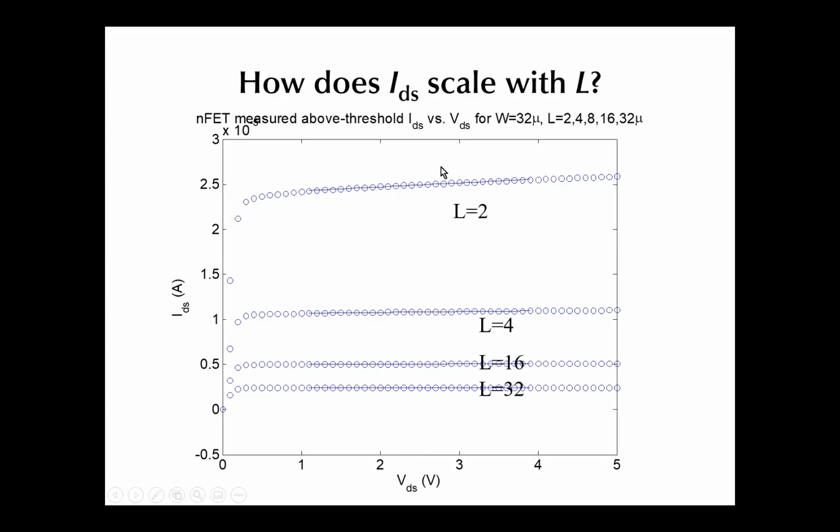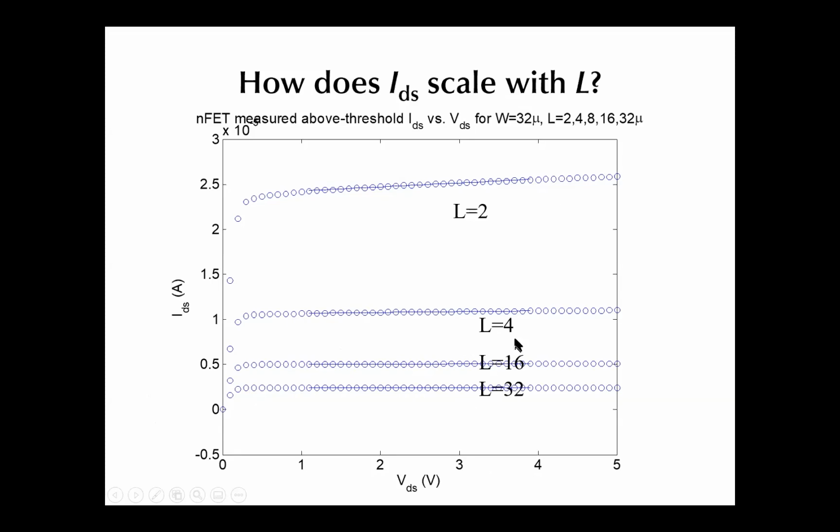Okay, and then how does IDS scale with L? So again, here are a set of curves for different size transistors, with length from 2 up to 32. You measure the current that flows as a function of VDS, and you look at how the current changes as you increase VDS. This is, again, the saturation region of the transistor.